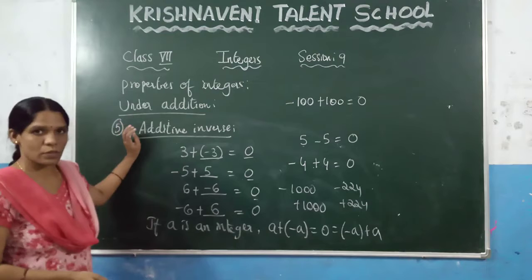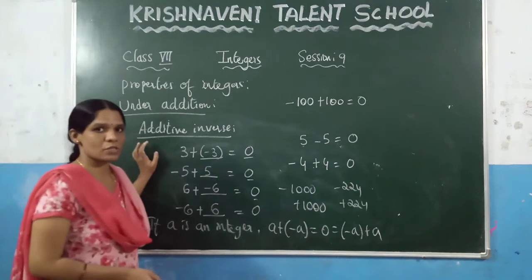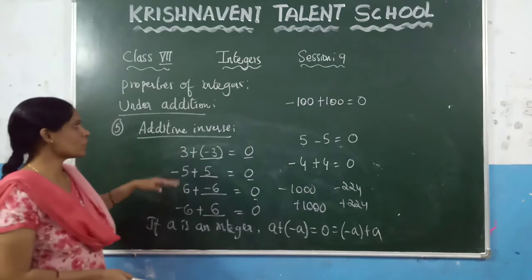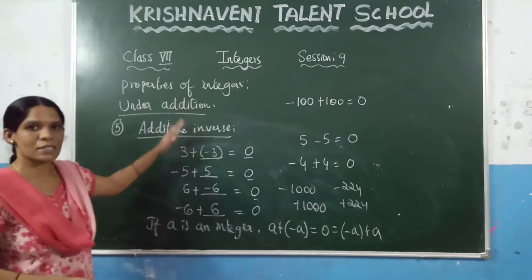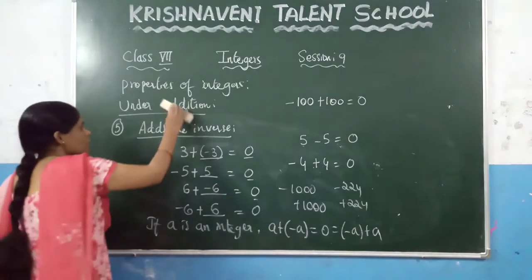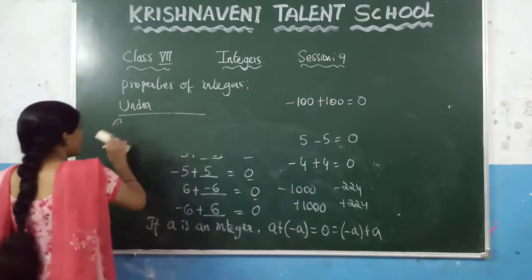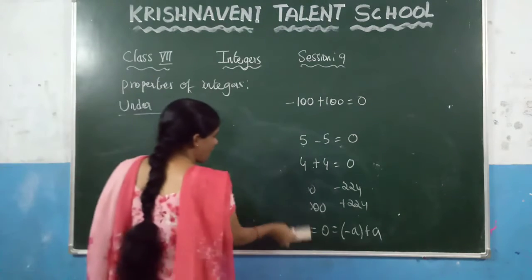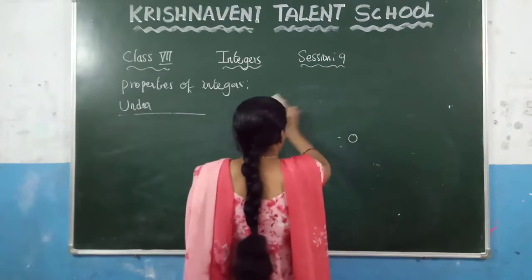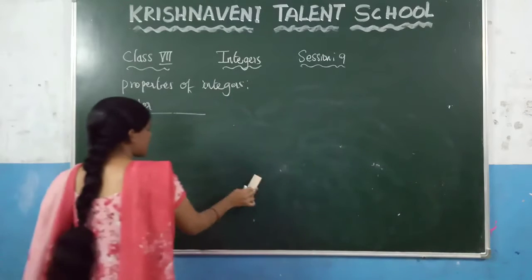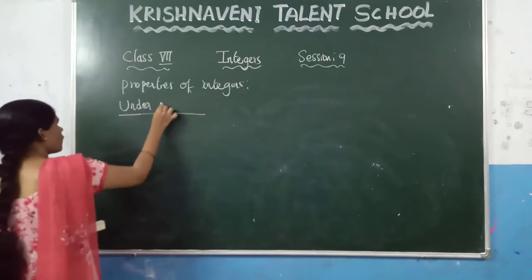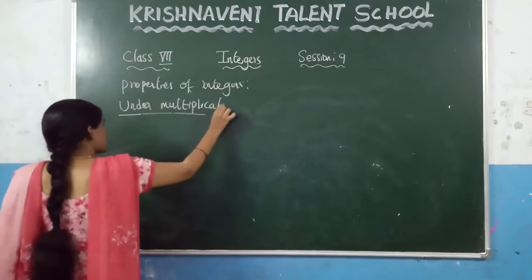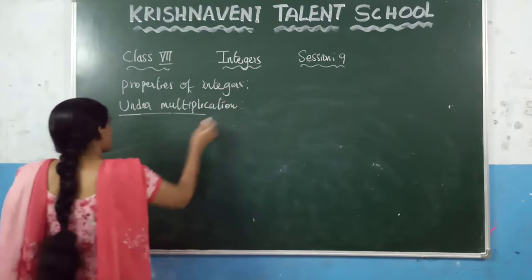This is about addition. What we have discussed: closure property, commutative property, associative property, additive identity and additive inverse. Now we are going to discuss multiplication. The same properties we are going to discuss. At first we discussed addition, now we are going to discuss multiplication.